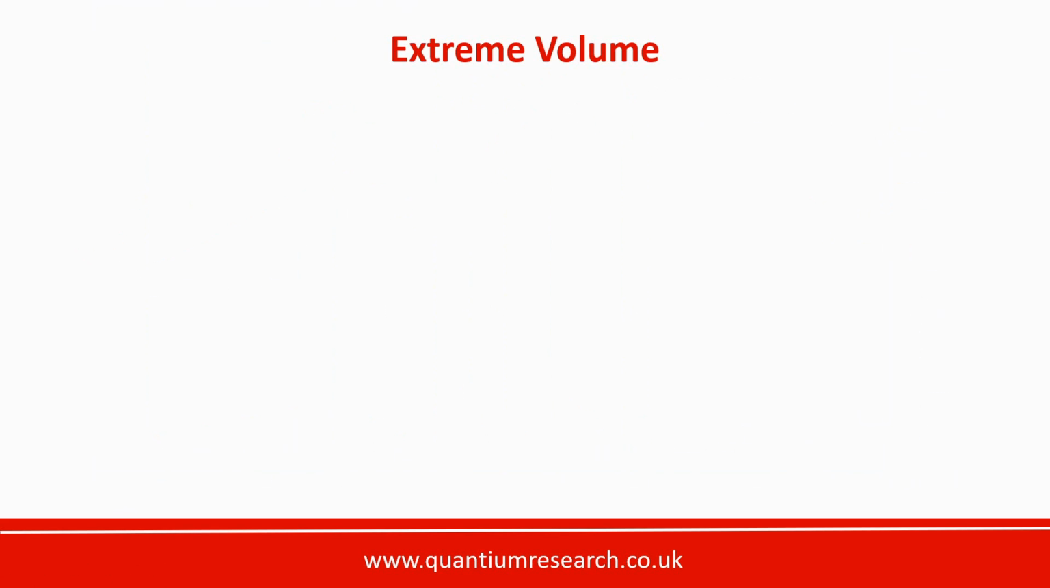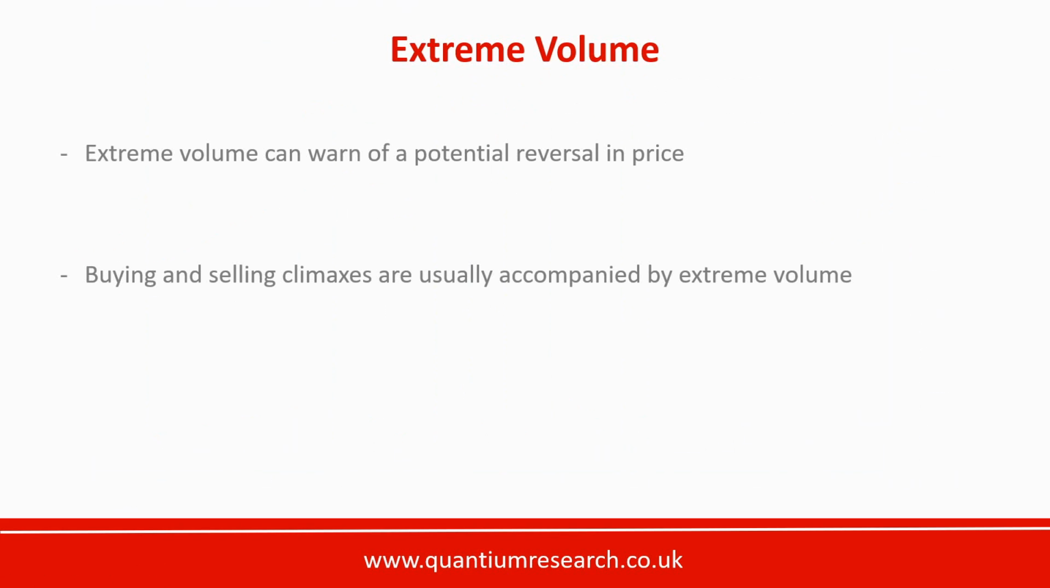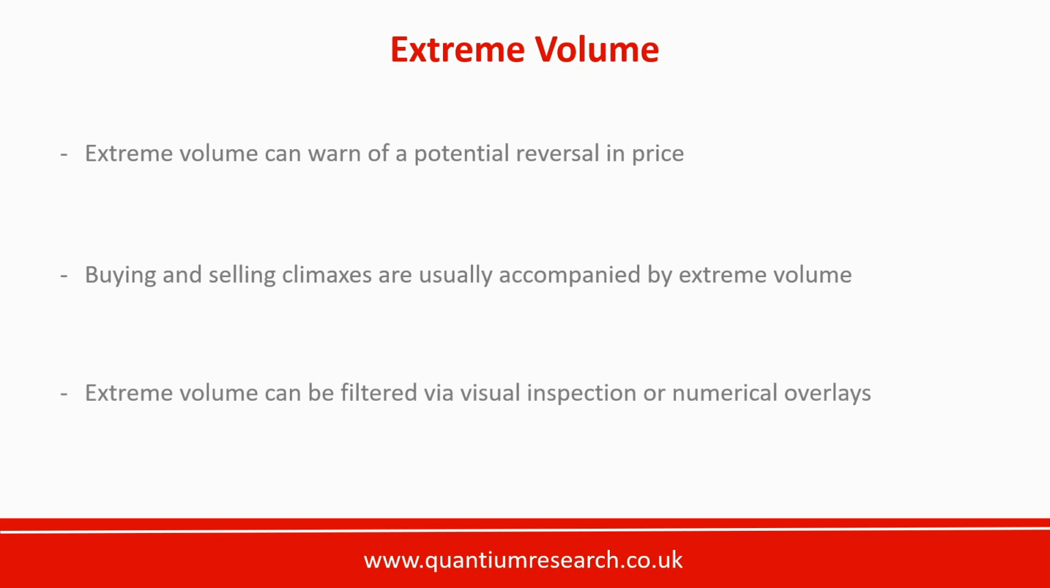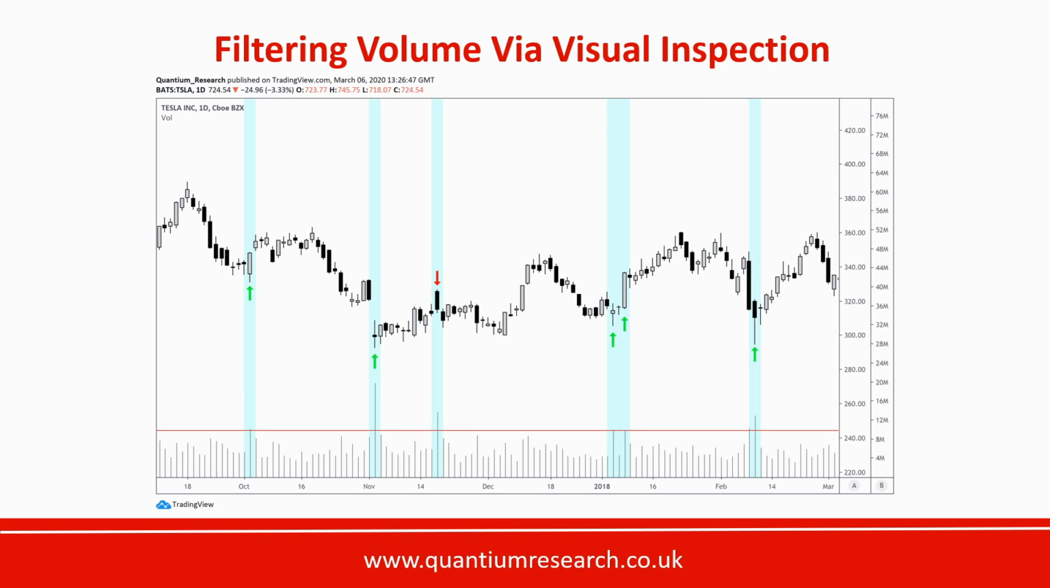Another use of volume is filtering for extreme volume, which often acts as a useful notifier of reversals in price. Extreme volume will often help in identifying buying and selling climaxes, which can end with very abrupt price reversals. Extreme volume can be filtered either via visual inspection or with numerical or statistical overlays. So we're going to give an example here with filtering via visual inspection, and this involves looking at the chart and using your own judgment to identify the threshold in volume that most accurately warns of reversal.